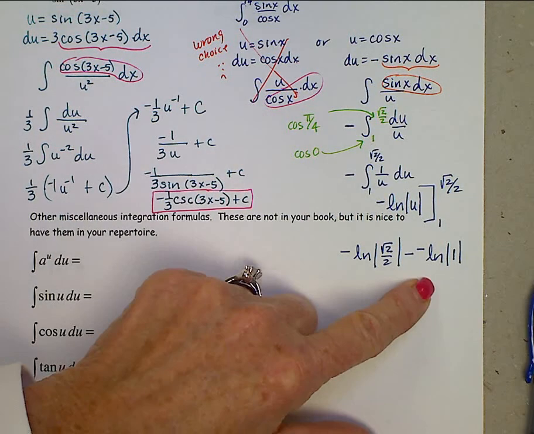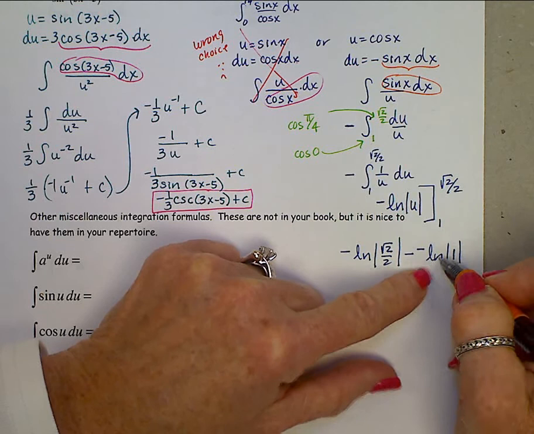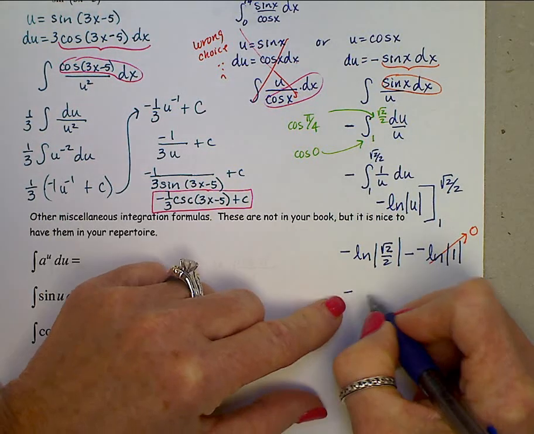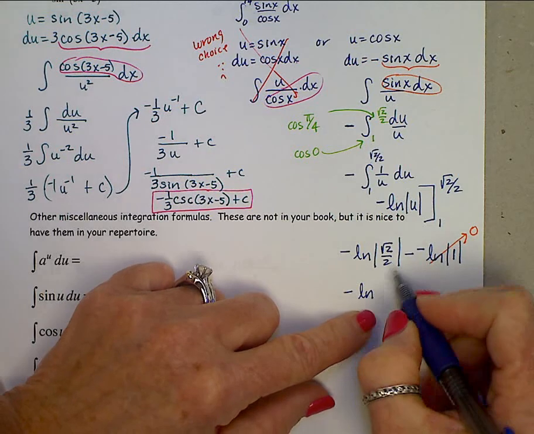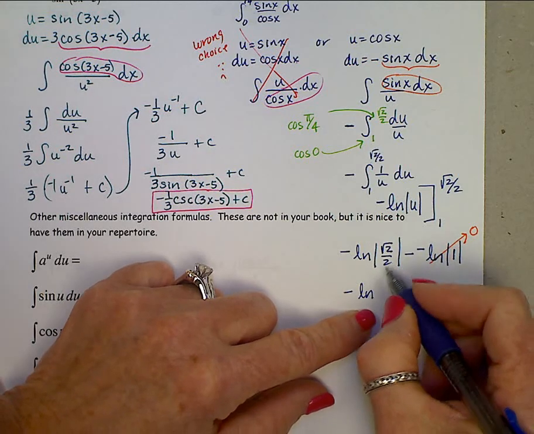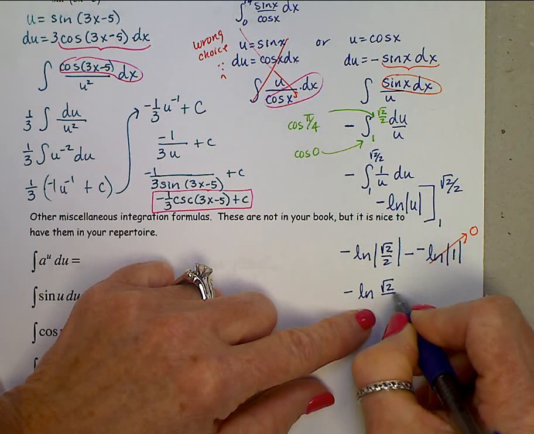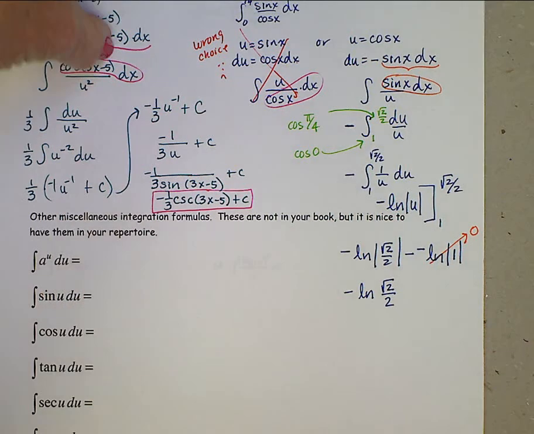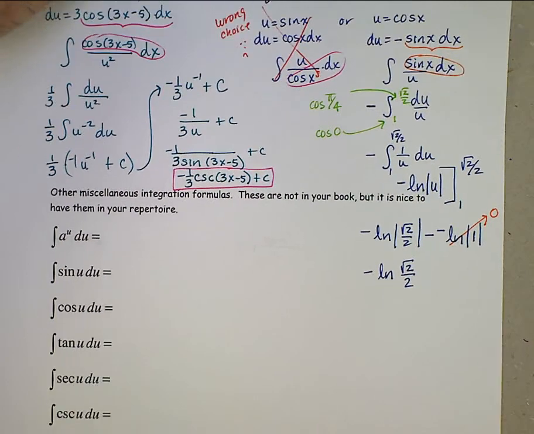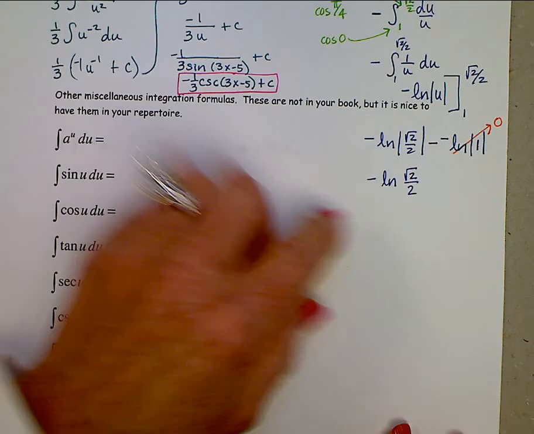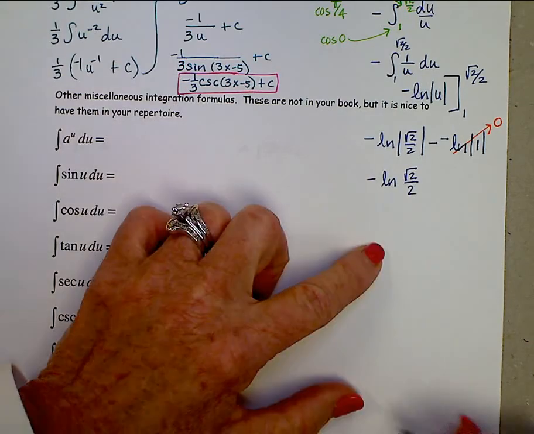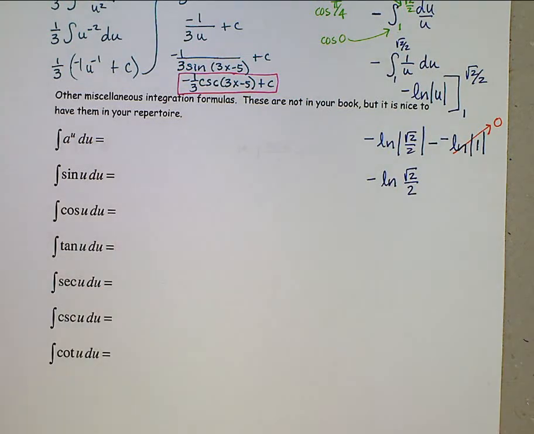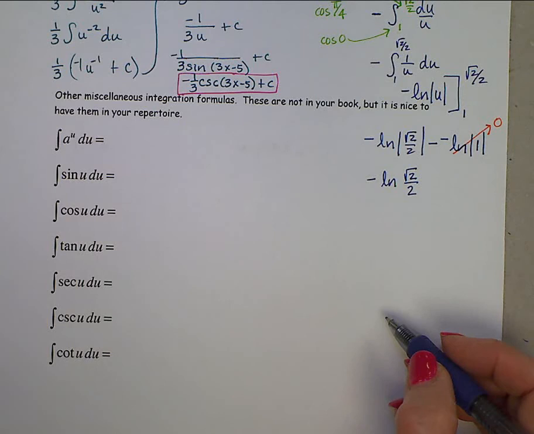ln 1, you just have to know that by now, that the natural log of 1 is 0. So we have negative natural log absolute value of square root 2 over 2. Well, square root 2 over 2 is positive, so we don't need the absolute value bars. And we look at this and we think we're done. Except on a multiple choice test, if you start looking for your answer, it's not there. So we need to go through and manipulate this and see if we can get it to match another answer.